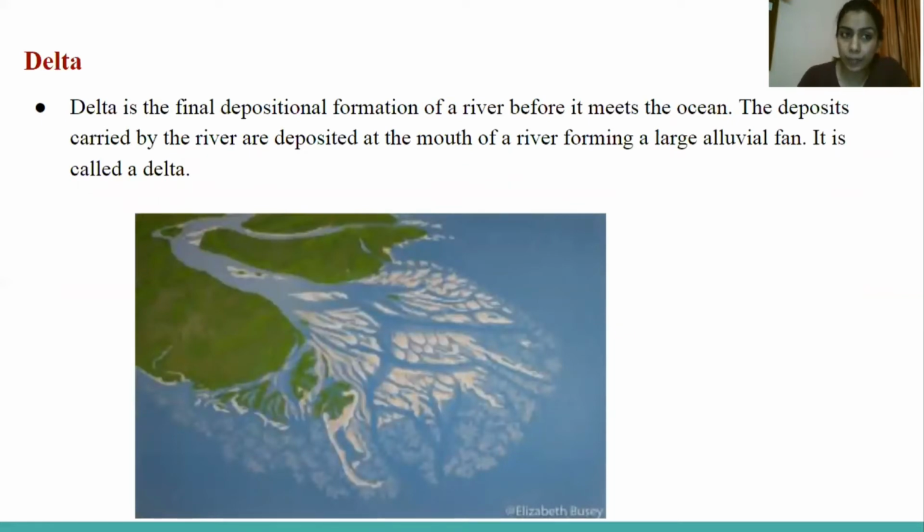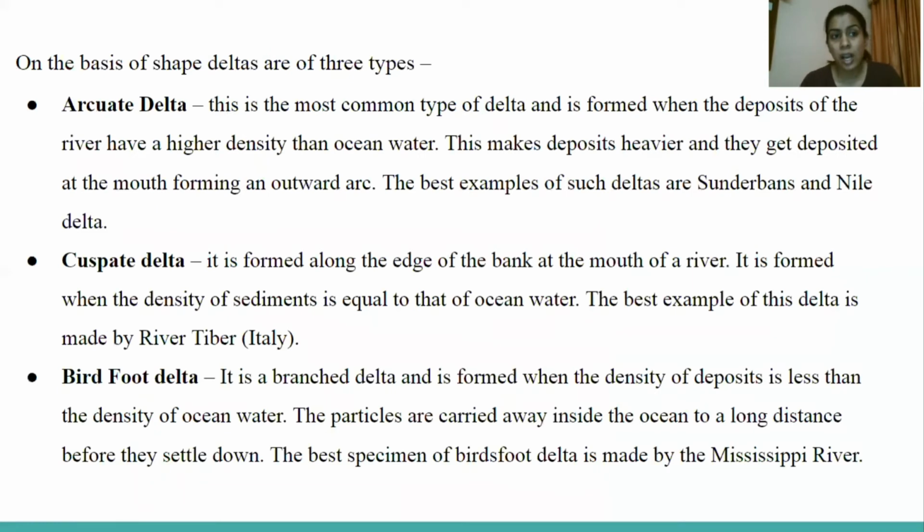Next is delta. So what is a delta? It is the final depositional formation of a river before it meets the ocean. The deposits carried by the river are deposited at the mouth of a river, forming a large alluvial fan. It is called a delta. So deltas are of three types based on the shape.